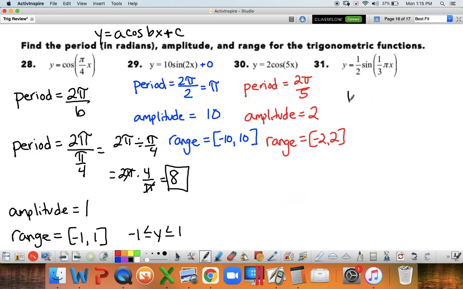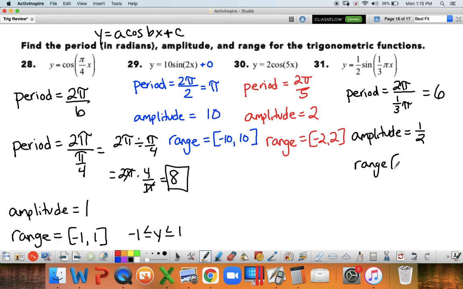Our last example here, our period is going to be 2 pi divided by 1/3 pi. That ends up being just whole number 6. So you're going to want the step function on your Desmos there on the x-axis to just be in regular ones, not in pi's. Your amplitude is 1/2, and your range goes from -1/2 to +1/2.